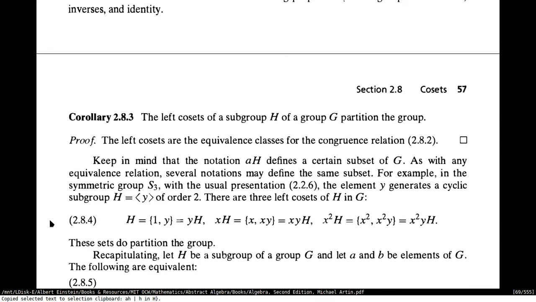Okay, so we have a corollary, right? The left cosets of a subgroup H of a group G partition the group, right? So if you have the left cosets of a subgroup, they're going to partition your group in a precise way.